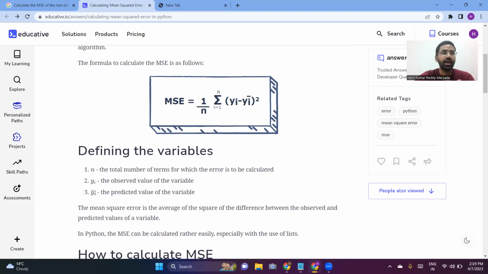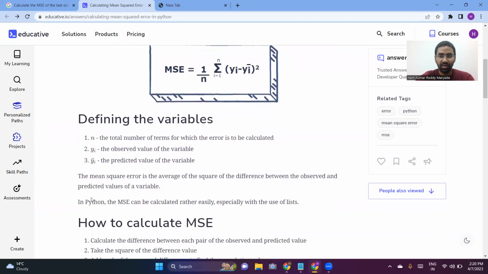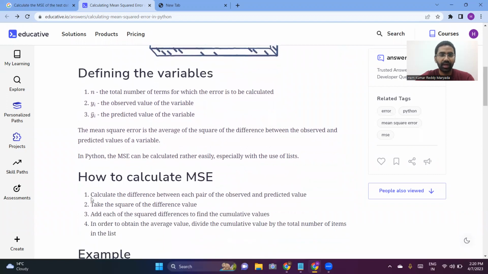Why? Because y cap is generally used for predicted values. y cap is the predicted value of y, or x cap is the predicted value of x. x bar and y bar are generally used mathematically as the mean. x bar is the mean of x, and y bar is the mean of y. So it is better to use y cap and x cap.